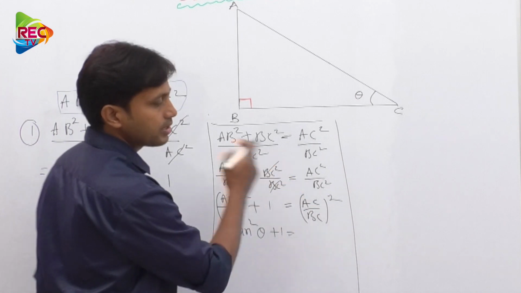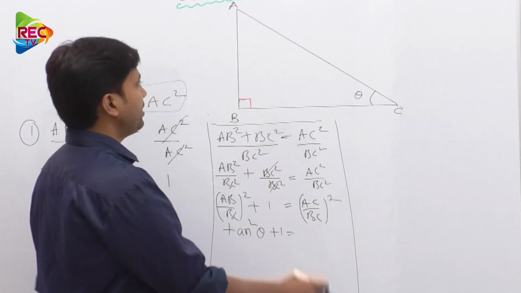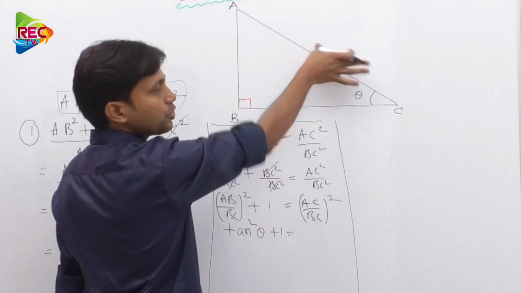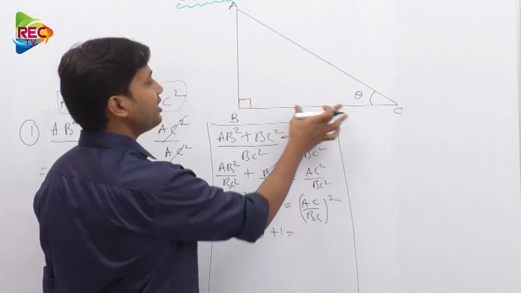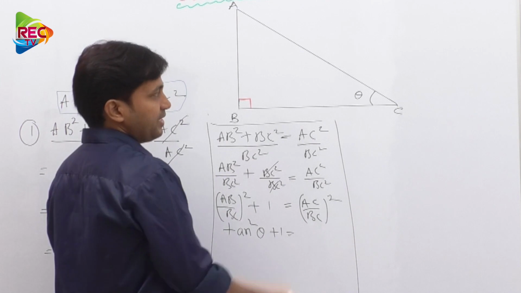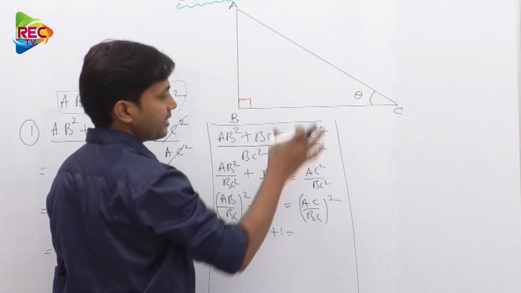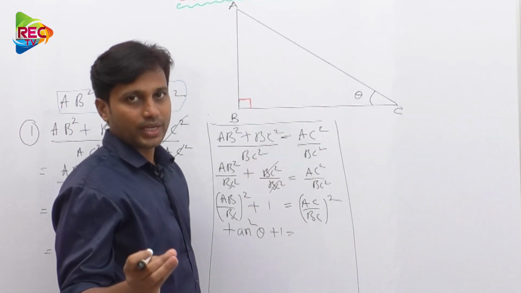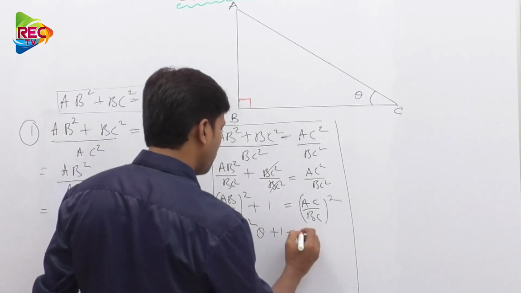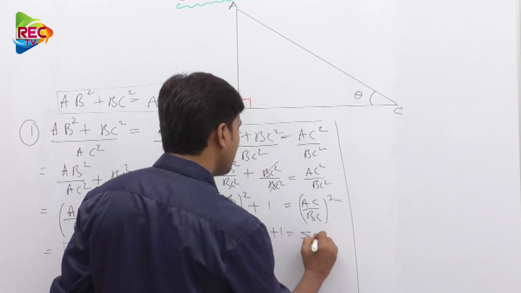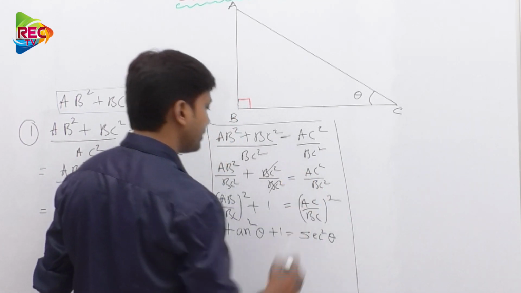now again what about this AC by BC? Tell me here, AC is the hypotenuse. Okay, and BC means which one? BC is again the adjacent. That means the ratio between hypotenuse and adjacent side is secant theta, sec theta. So this is secant theta whole square. That means it is secant square theta.